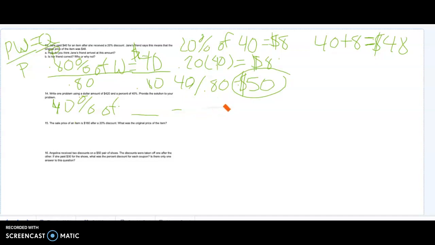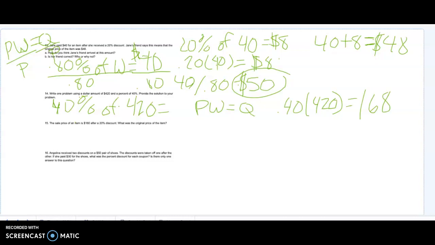Since we just had a problem like that, I'll say 420 goes here. Okay? So 40% of 420 is just simply P times W, and that will give us Q. So 0.40 times 420 is equal to what? I don't really know because I did it the other way, but I wanted to show you a different one, so let's see. $168 is 40% of 420.